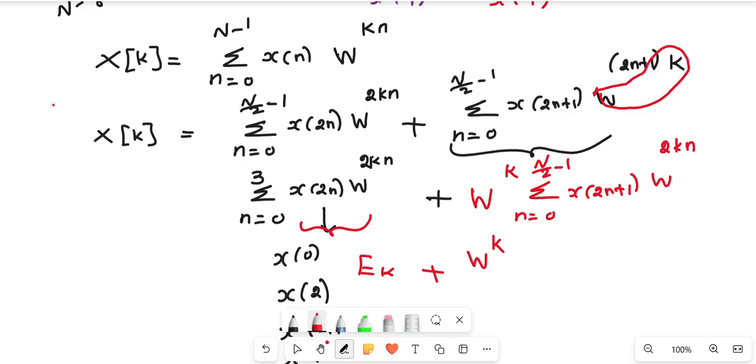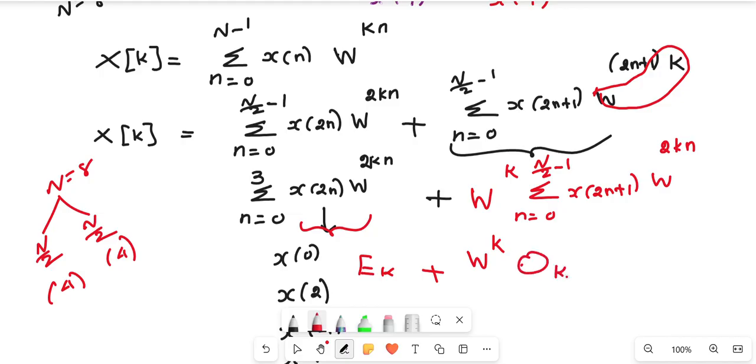Okay, this N-point is decomposed into 2 N by 2. So N is equal to 8. Now 4-point and 4-point. So this is 4-point and this is 4-point, plus W^k into your odd function.